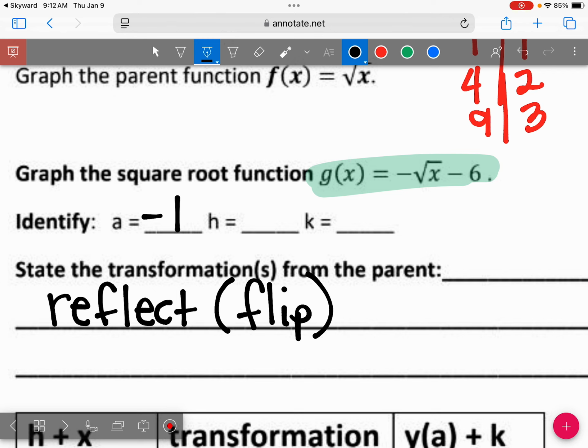The h value is underneath the square root with the x, but see how x is by itself? There isn't anything else with that. So that means that h is 0. So this one does not go left or right. And then your k value is in the back. That's -6. So that's going to make it go down 6.